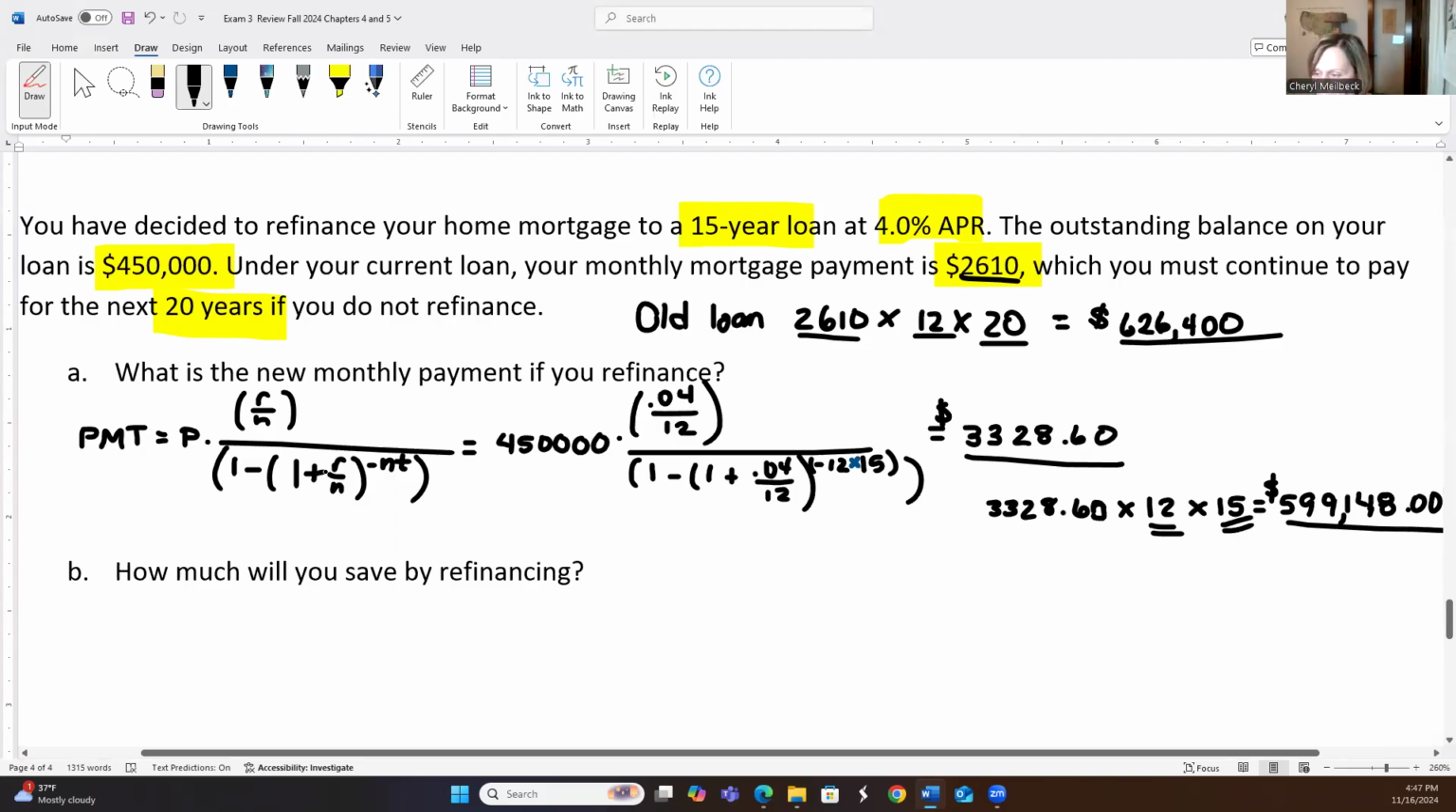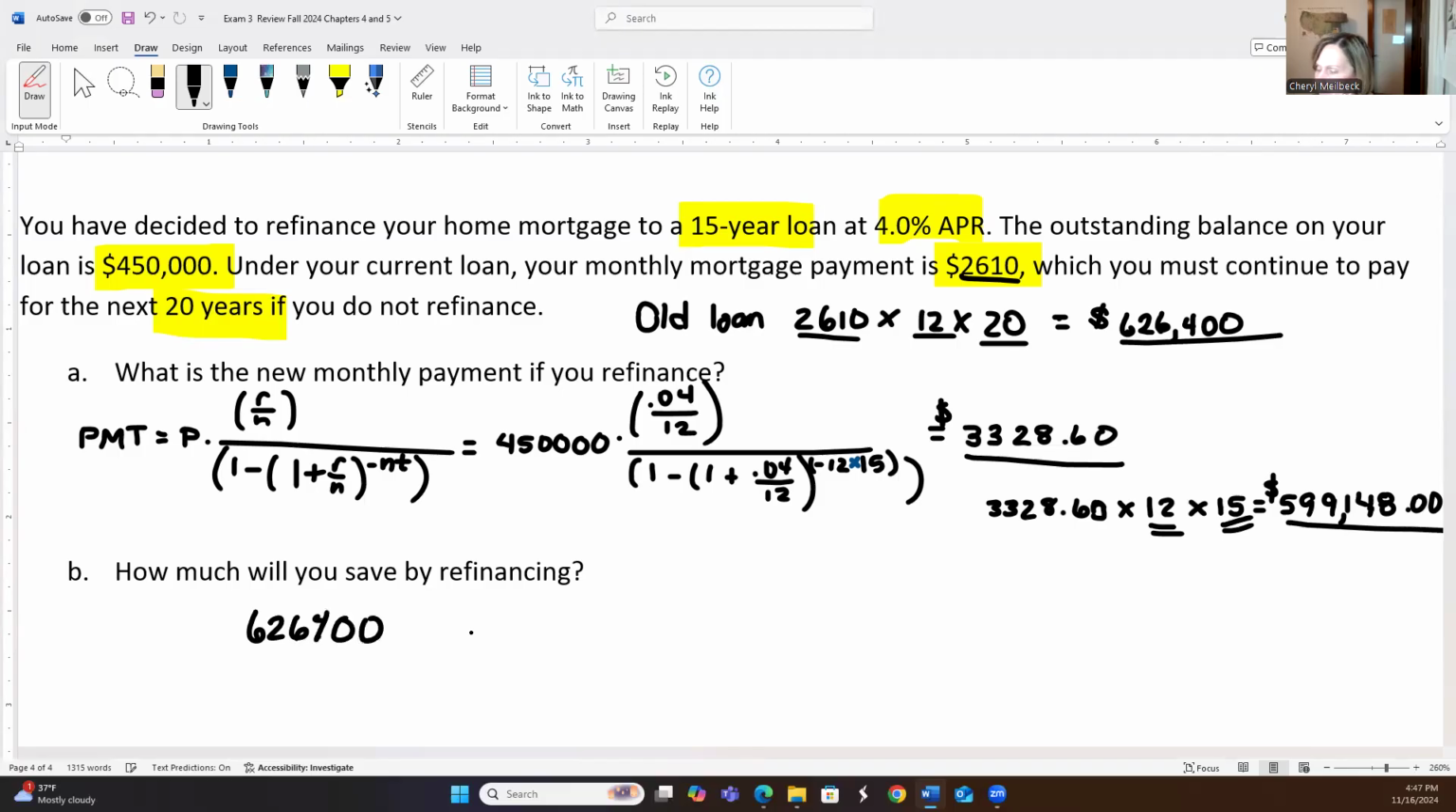$599,148. So to find out how much we'd save by refinancing, we're going to take that $626,400 and subtract the $599,148. And let's see what that gives us. So it looks like if we can afford the new payment of $3,300 a month, that paying it off in 15 years at 4% will save us $27,252. Subtract the difference. All right. I hope this was helpful. Thanks for watching.